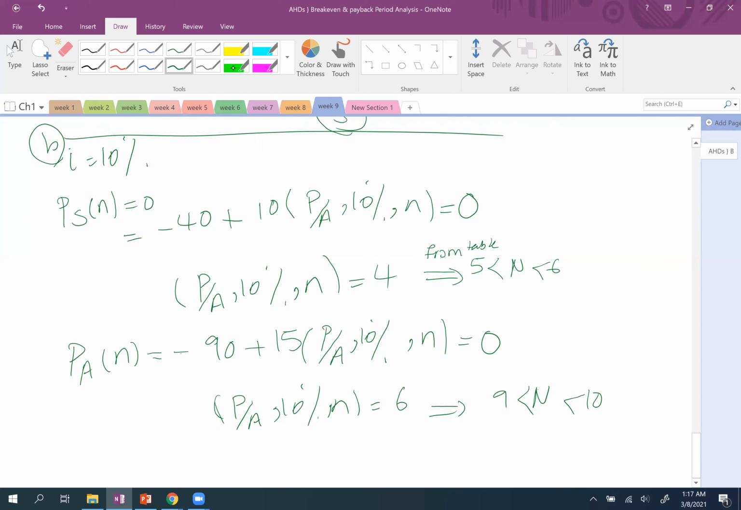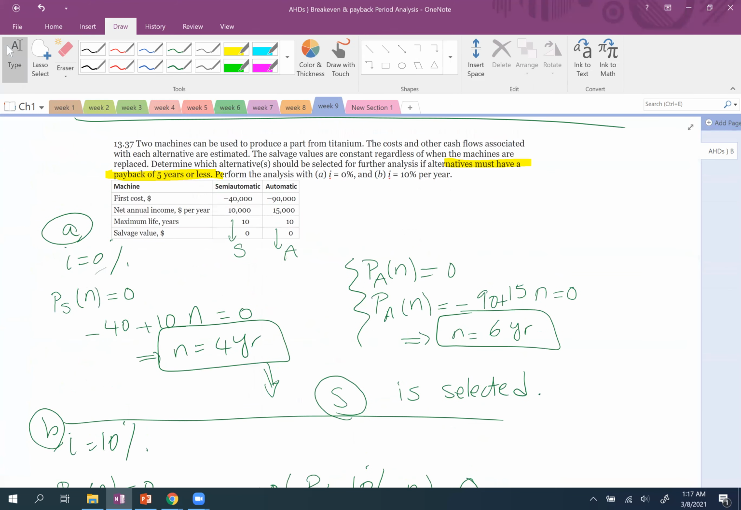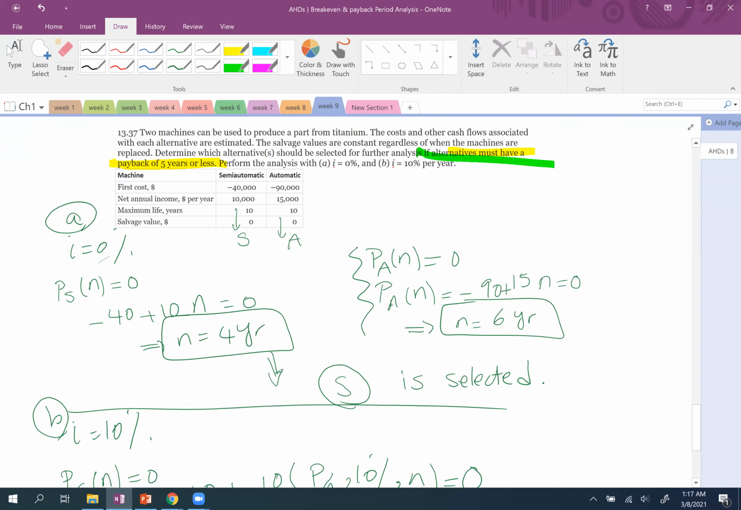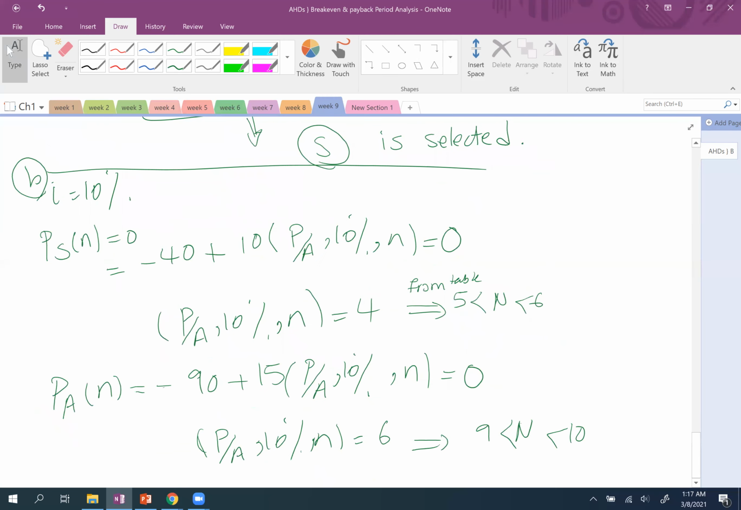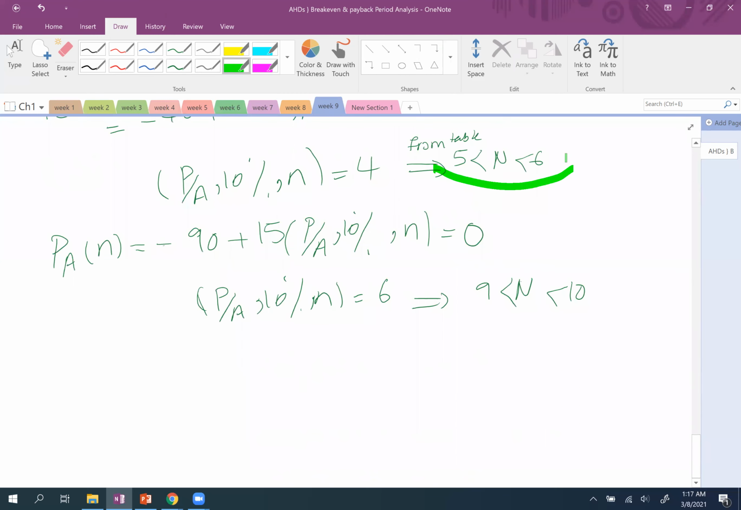So the question over here was to determine which alternative you will select if an alternative must have a payback period of 5 years or less. This one is more than 5 years. This one is more than 5 years. Therefore, I conclude that there is no viable alternative, or no alternative is selected.